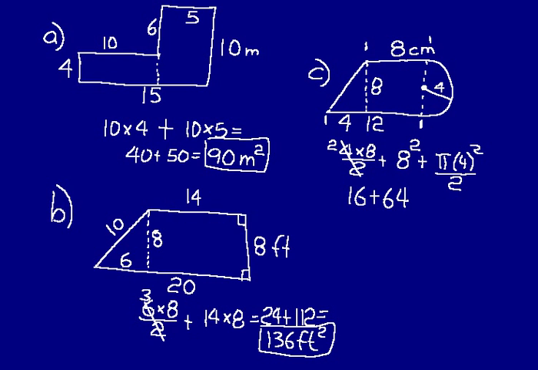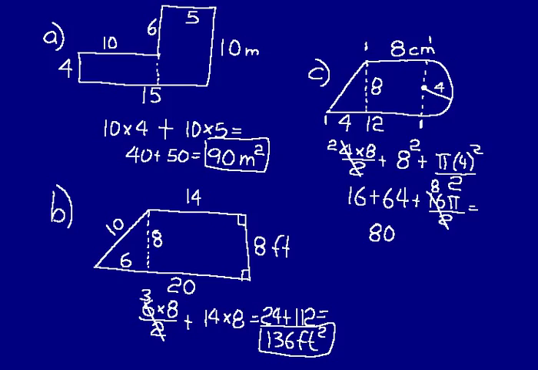And then let's just take our time on that circle there. We have pi times 4 squared, or pi times 16. I'll just write it 16 pi instead of pi times 16, divided by 2. So 16 over 2 would simplify to 8. And so then we have 16 plus 64, which would be 80. And then plus 8 pi.